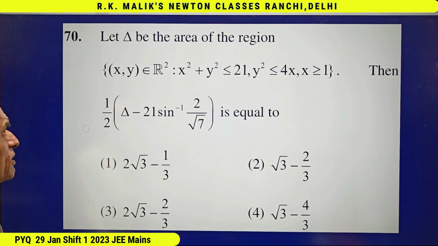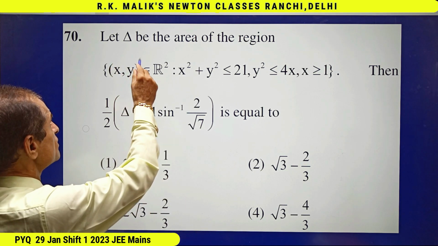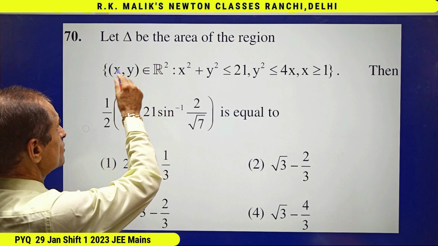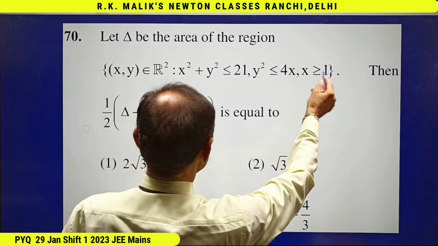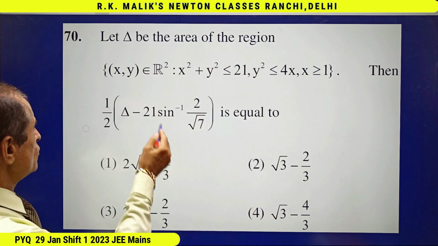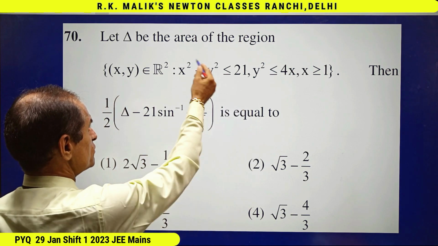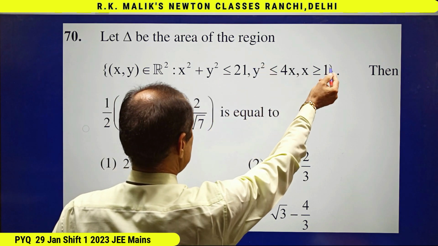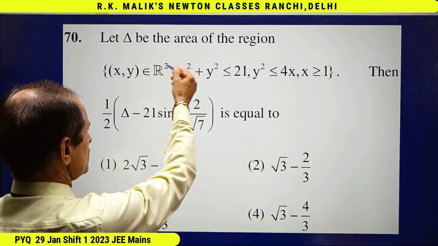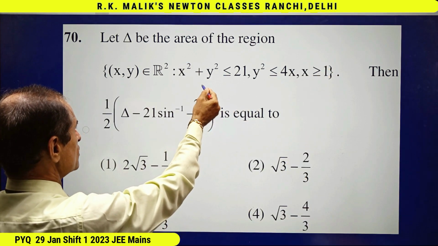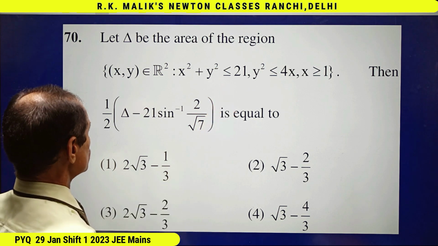In this question, it is given that let delta be the area of the region formed by this set of points. Then you have to find the value of this. First of all, I draw the graph of this portion, this and this. This clearly represents a circle with center 0, 0 and radius under root 21.